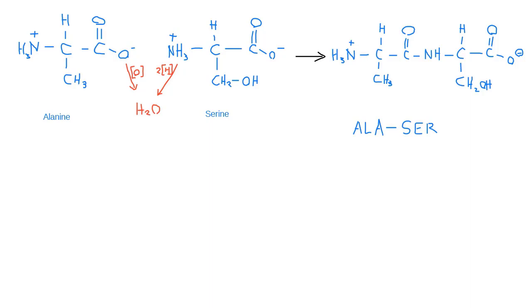Now, the bond that I'm going to highlight in orange, the amide bond between the 2 amino acid chains, this is what's referred to as the peptide bond. So this is a peptide bond. The amide bond that forms between what was the carboxylic acid group and then the amine, that is the peptide bond.